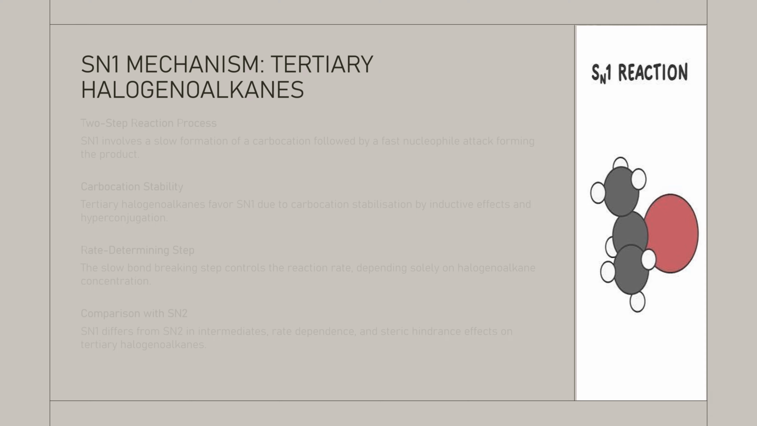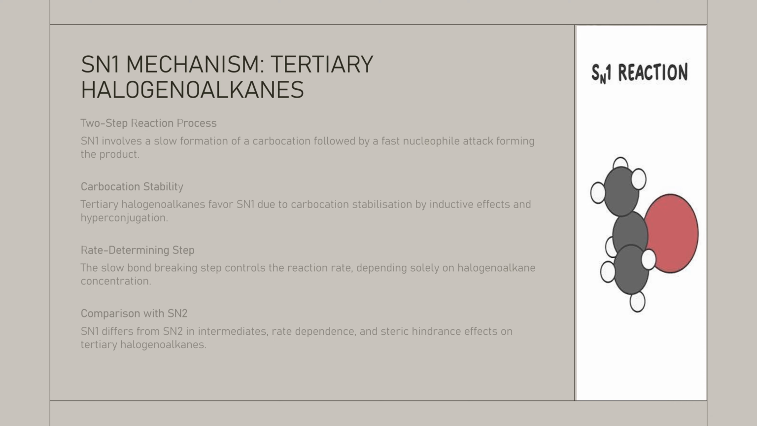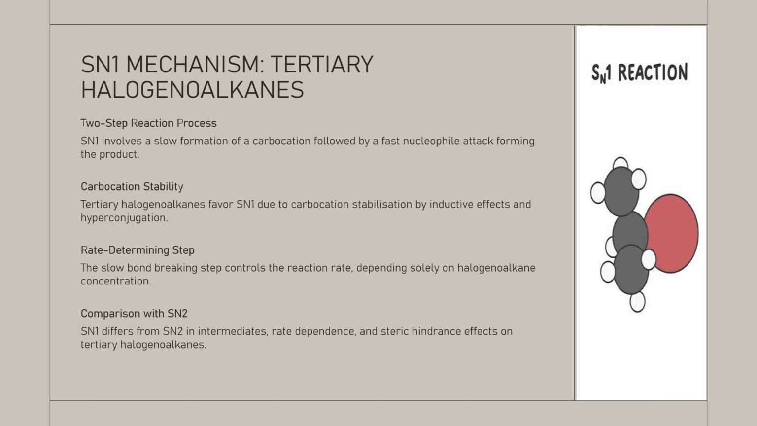The SN1 mechanism, or unimolecular nucleophilic substitution, is typically observed in tertiary halogenoalkanes. This mechanism proceeds in two distinct steps. In the first, slow step, the C-X bond breaks heterolytically to form a carbocation intermediate and a halide ion. This step is rate determining, meaning the overall rate of reaction depends only on the concentration of the halogenoalkane.